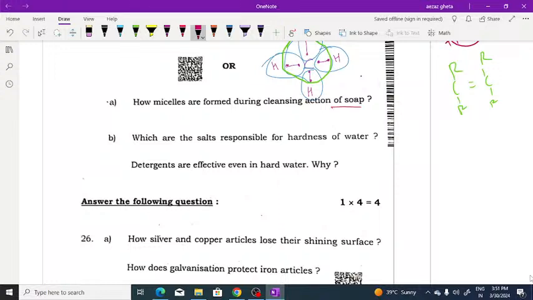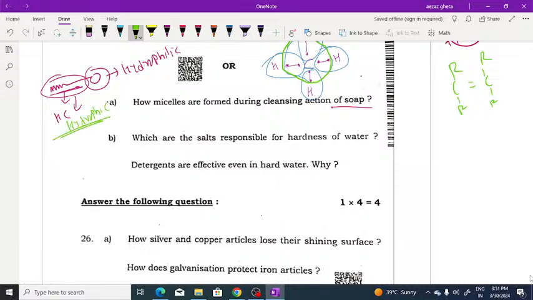How are micelles formed during cleansing action of soap? If you can draw the diagram, you can say that soap molecule has two ends. One is the hydrocarbon end, and the other is the non-hydrocarbon end, that is hydrophilic. Hydrophilic end will be towards water. The other end is hydrophobic, and it will be towards the dirt. They are arranged in a spherical or circular arrangement to form a micelle.